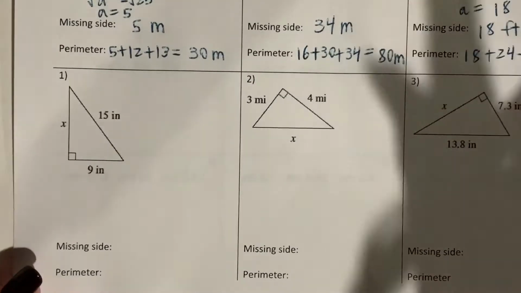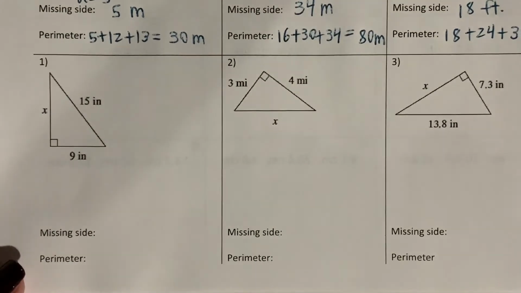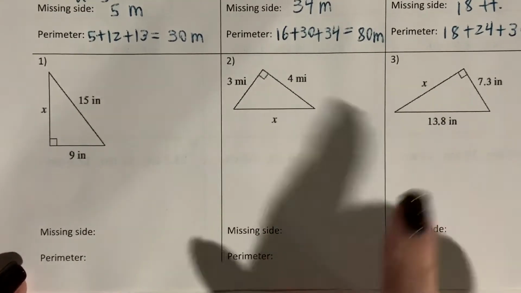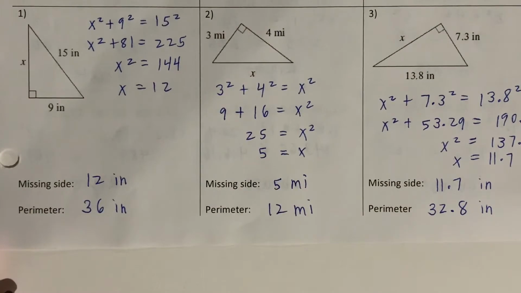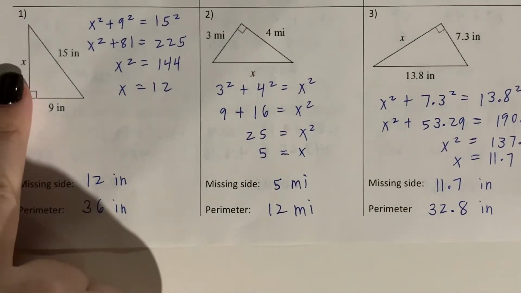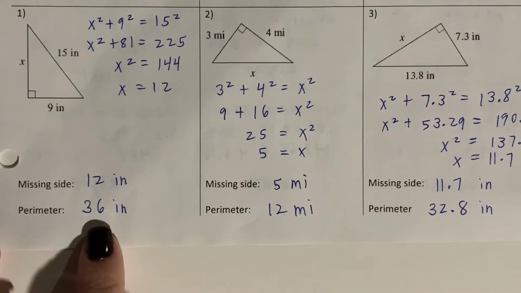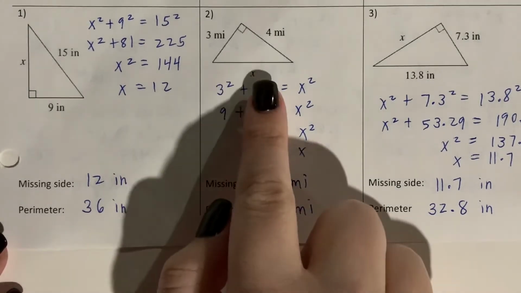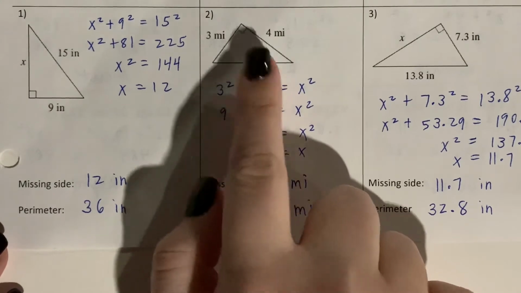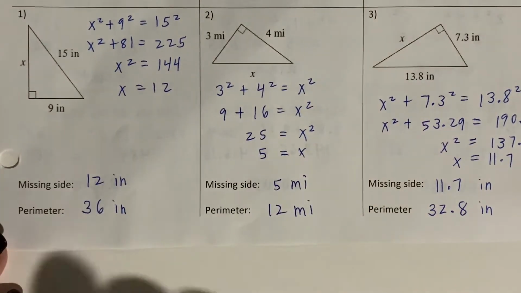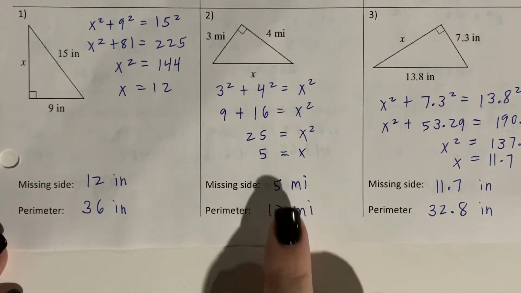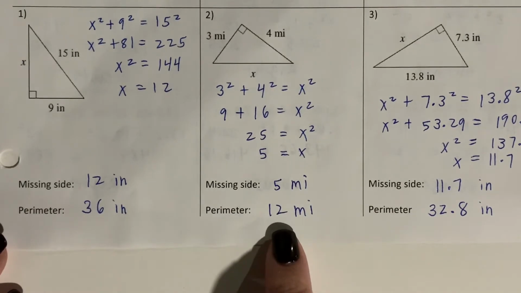And right now, we have 3 You-Tries. So go ahead, pause the video, and see what you come up with. Let's see how you did. On the first You-Try, I was missing a leg, and I found that that missing leg was 12 inches, perimeter was 36 inches. The second You-Try, I was missing my hypotenuse, the longest side across from my right angle, and I found that that missing hypotenuse was 5 miles, perimeter was 12 miles.